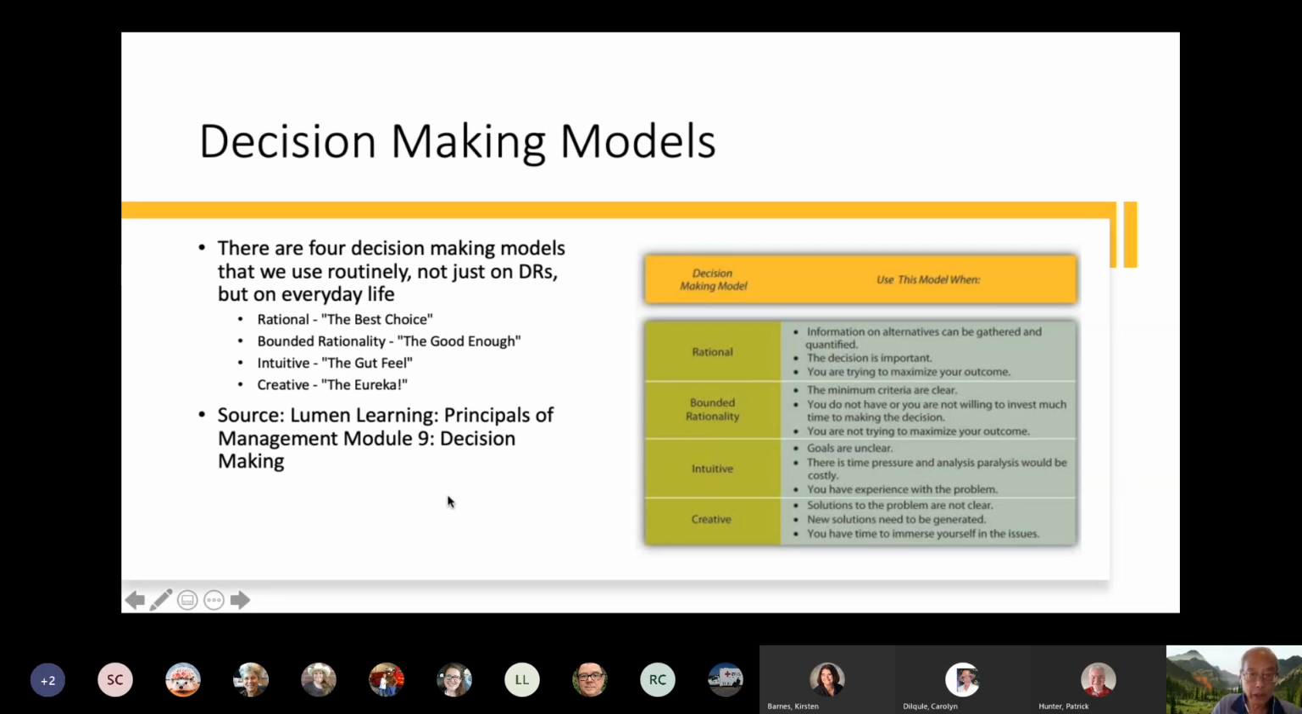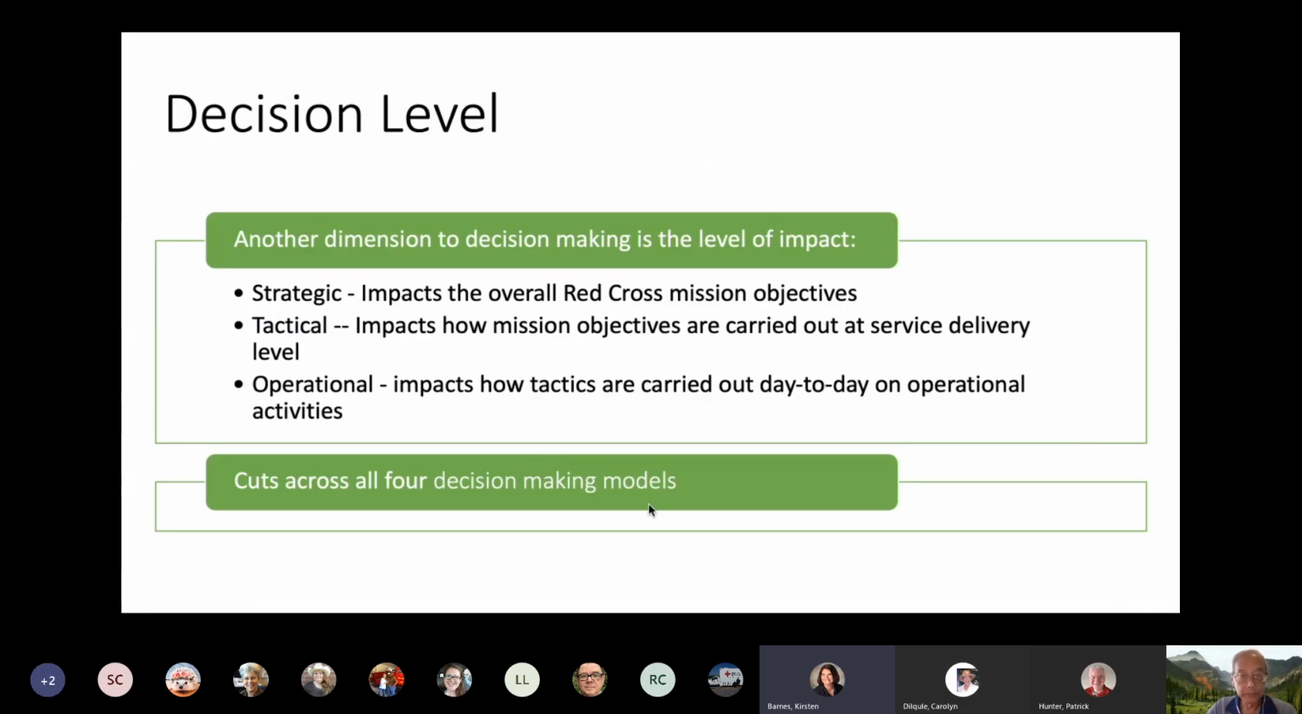Any questions? Sure, we can all come up with examples and ideas just to think along these lines. No. All right. So no questions at this point about decision-making models. Okay, good.